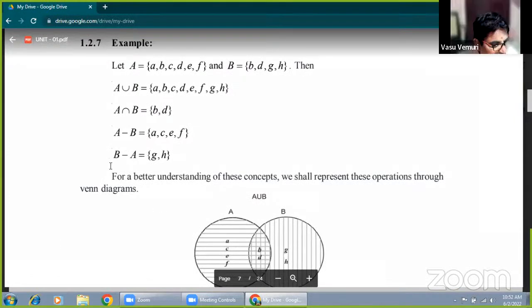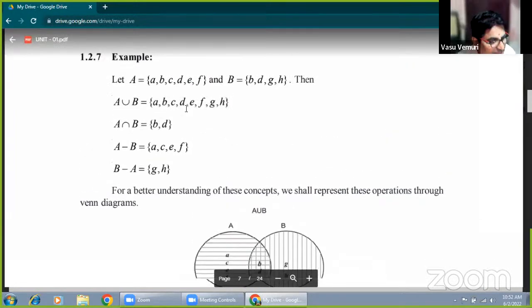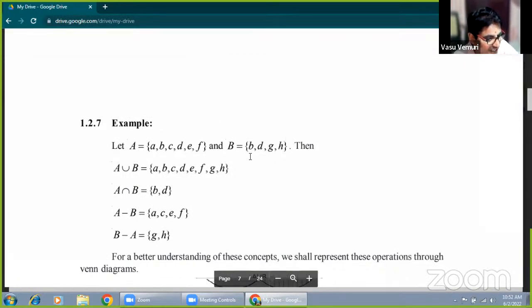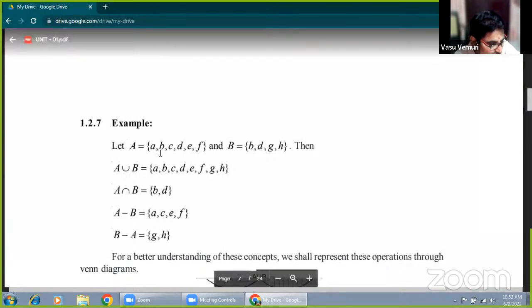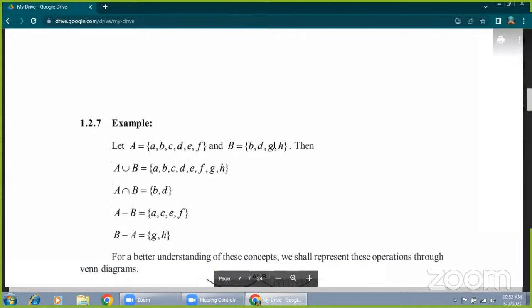Okay, what is A minus B? A minus B is A, C, E, F. And what is B minus A? The remaining elements of B that are not in A are G and H. The elements B, D are also involved in A, so other than the elements in A, B minus A is G, H.